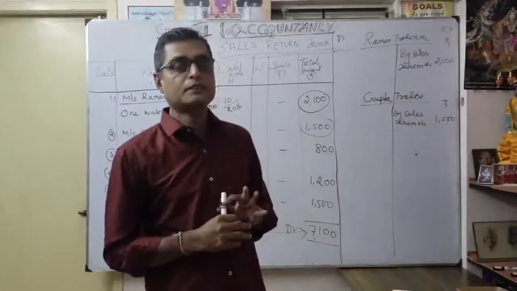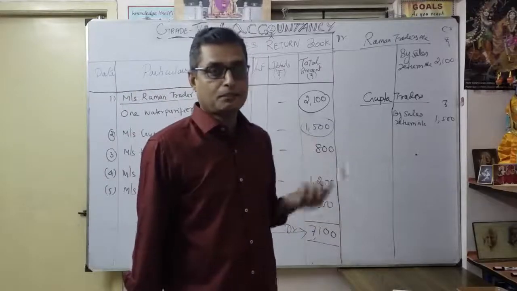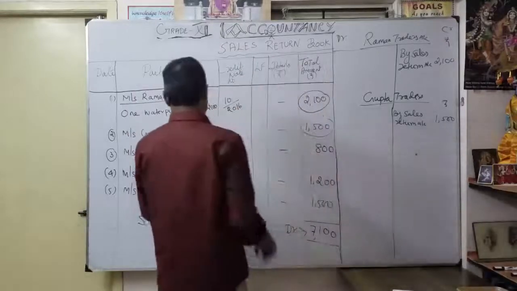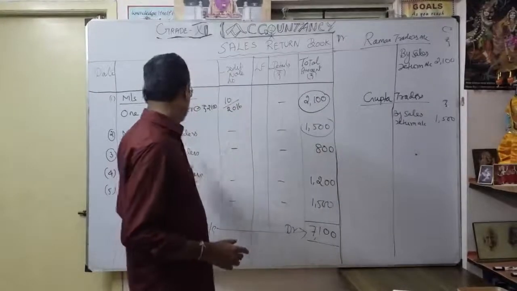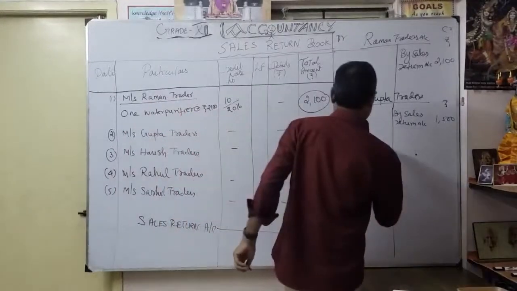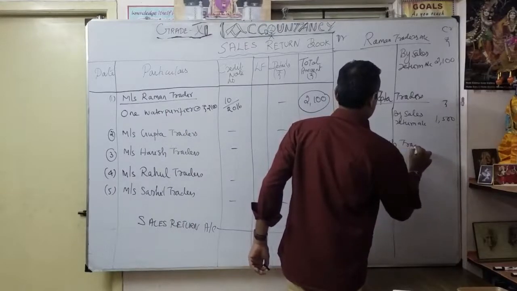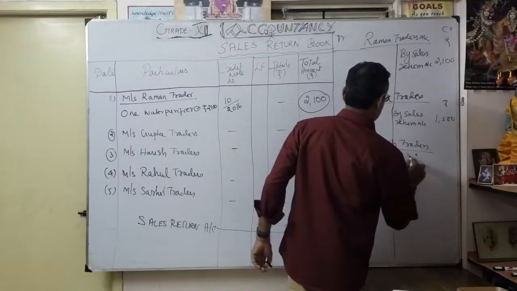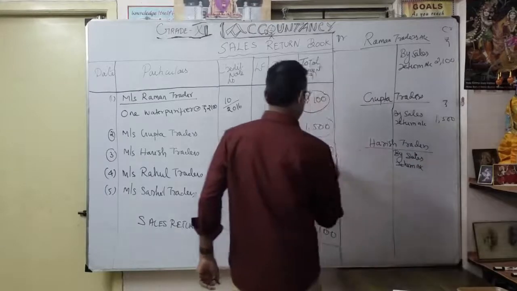Okay, understood. That's what you should be very careful about for posting. So posting is very, very important. You should be strong in the journal entry first, then only the posting is very easy. So you open the Gupta Traders account, by sales return account 1,500. Thereafter you want to open Harish Traders, by sales return account how much? 800. This 800.